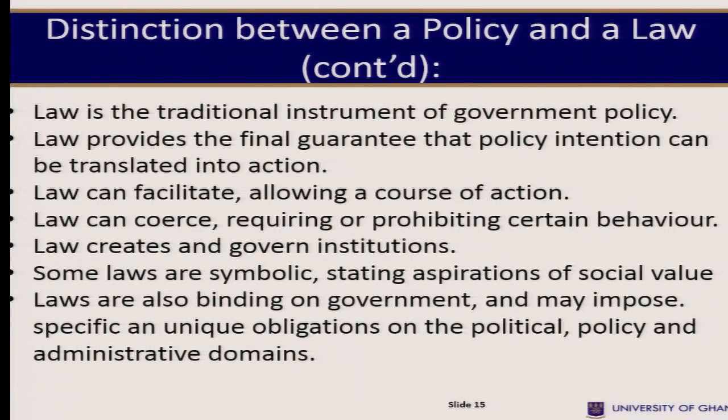Now, the distinction between a policy and a law continues. Law is a traditional instrument of government policy. Law provides the final guarantee that policy intention can be translated into action. Law can facilitate, allowing a course of action. Law can coerce, requiring or prohibiting a certain behavior. Law creates and governs institutions. Some laws are symbolic, stating aspiration of social value. Laws are also binding on government and may impose specific or unique obligations on the political, policy, and administrative domains.